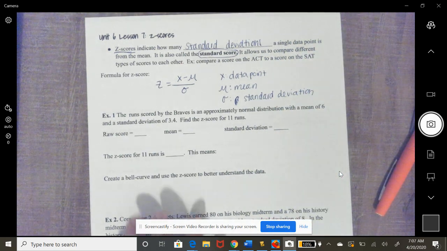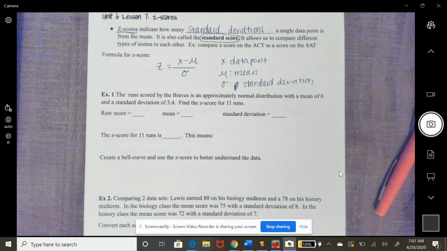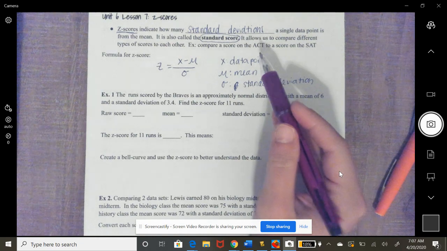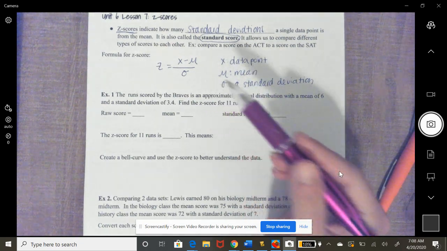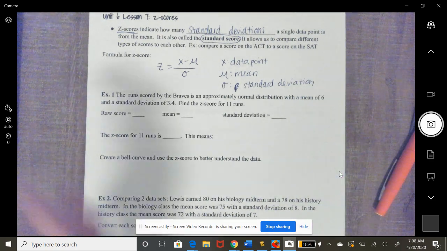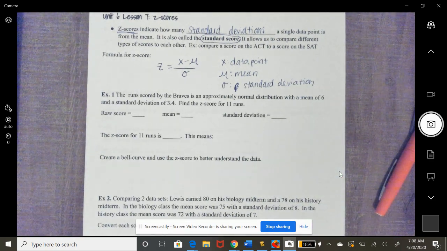Okay, so if we want to calculate how many standard deviations something is away from the mean, then you take your data point and you subtract the mean, because that tells you its distance, and then you divide by the standard deviation so you can see how many of those you are away.